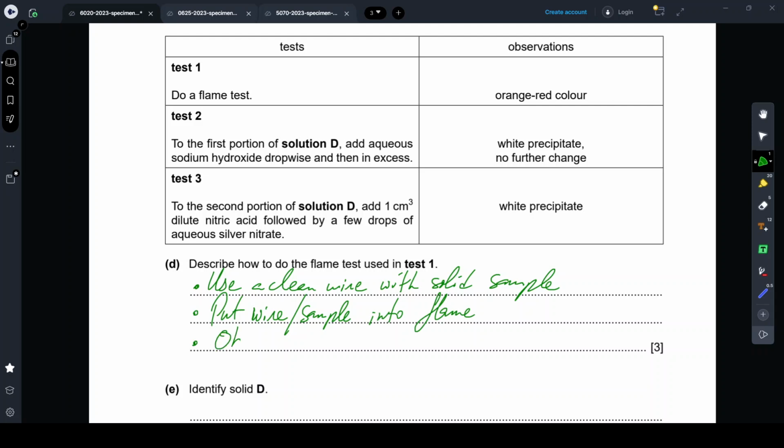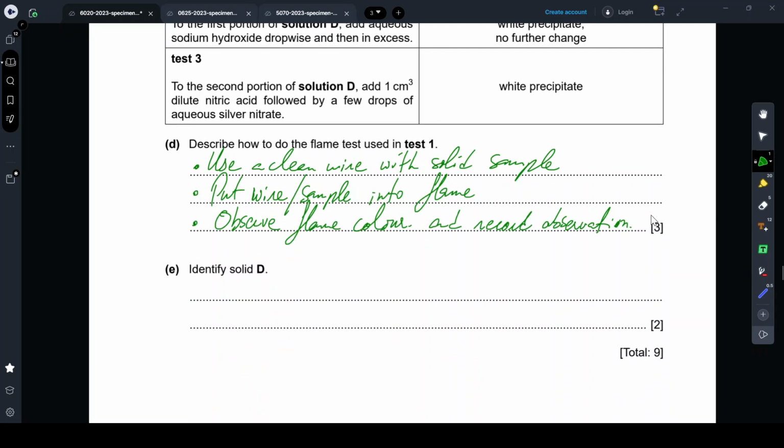And then observe the flame color and record the observation. Okay, and we've already identified the solid, so that is CaCl2. And just writing this much gets you both marks.